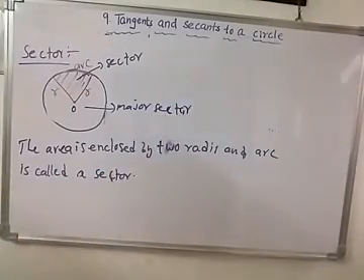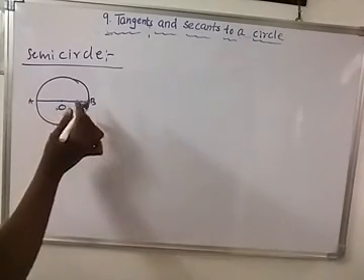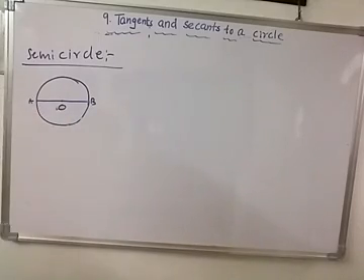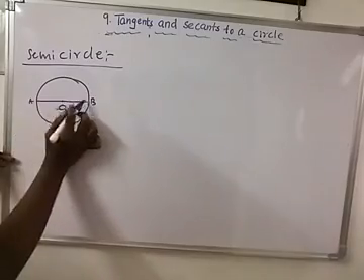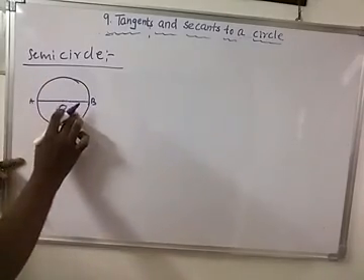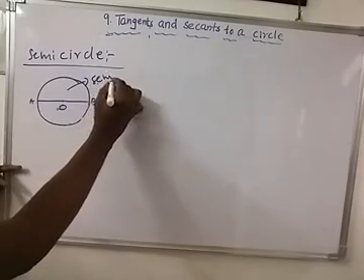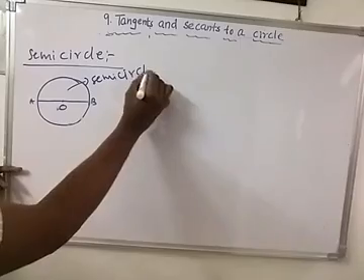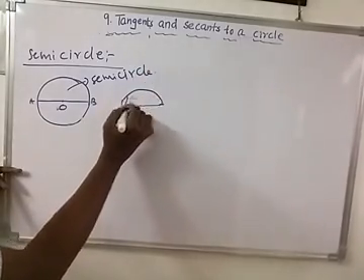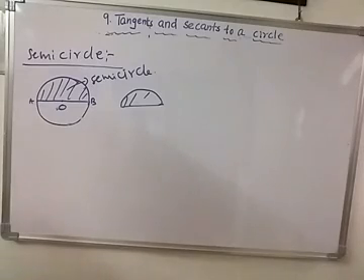Now what is a semicircle? A diameter divides the circle into two equal parts. A diameter AB will divide the circle into how many equal parts? Two equal parts. Each part we call a semicircle. This part is called a semicircle.